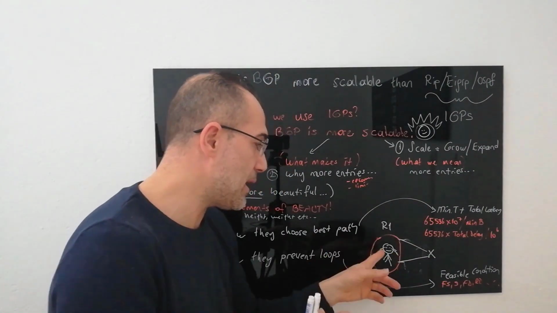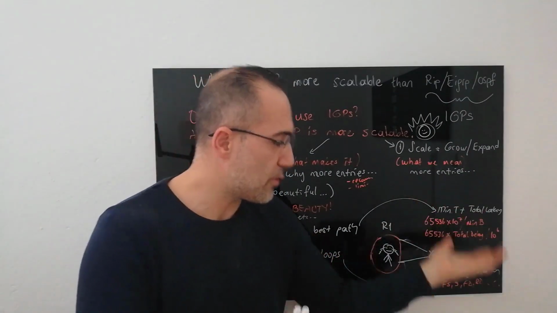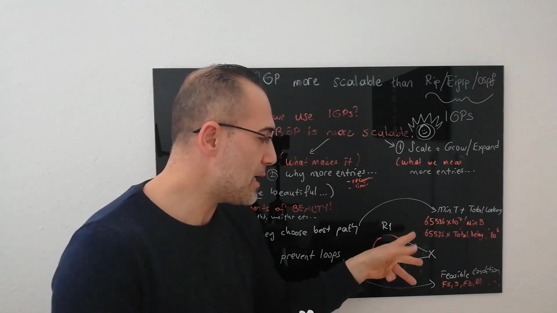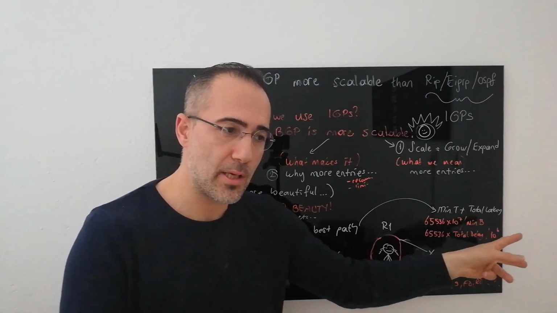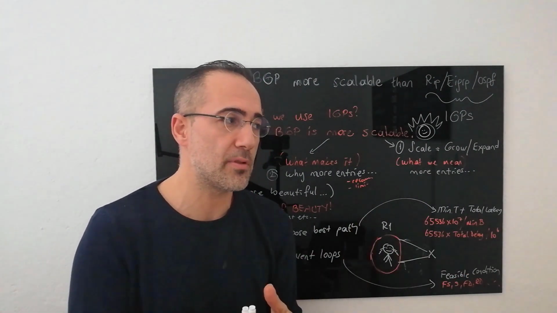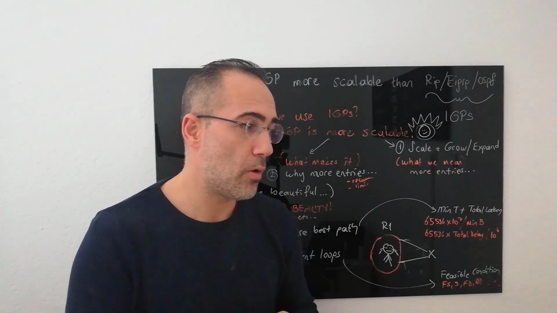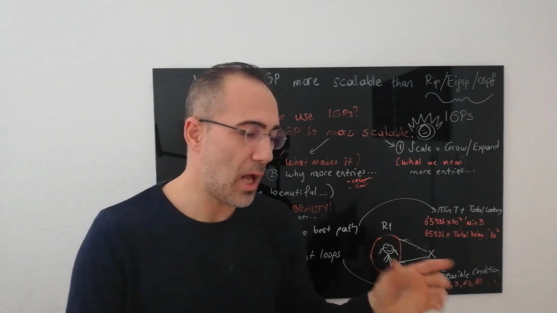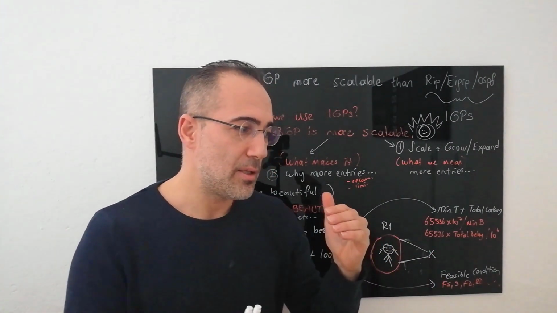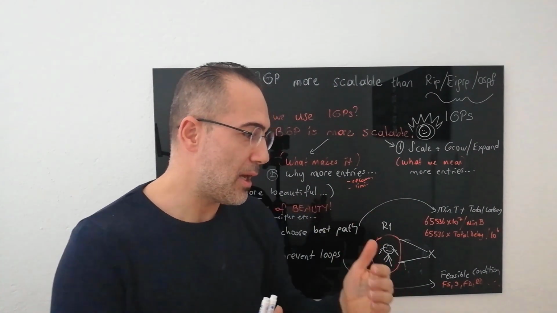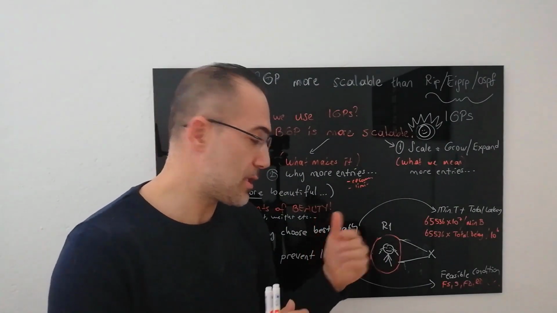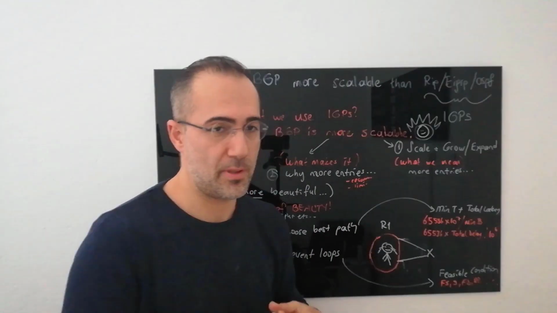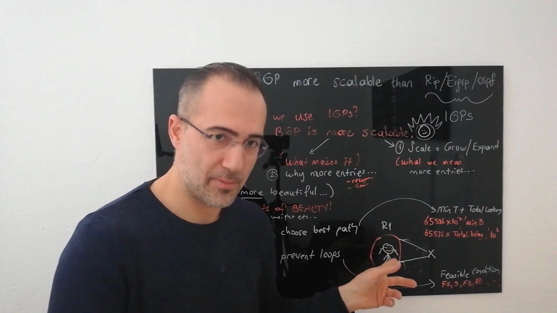EIGRP has to use this formula for each and every path. For the time being, he has two paths to the same destination. Just imagine that I give him 10 different destinations with multiple paths. How about this one? If I give him 500,000 different destinations with multiple paths, what do you think will happen? This guy will start crying.